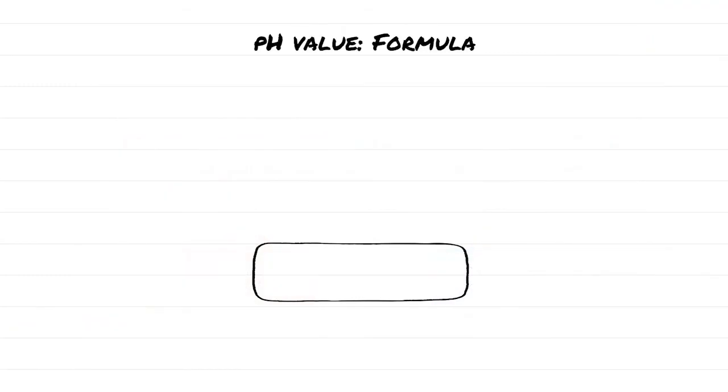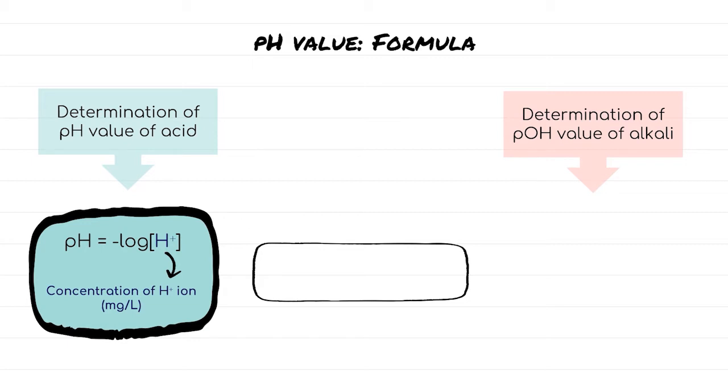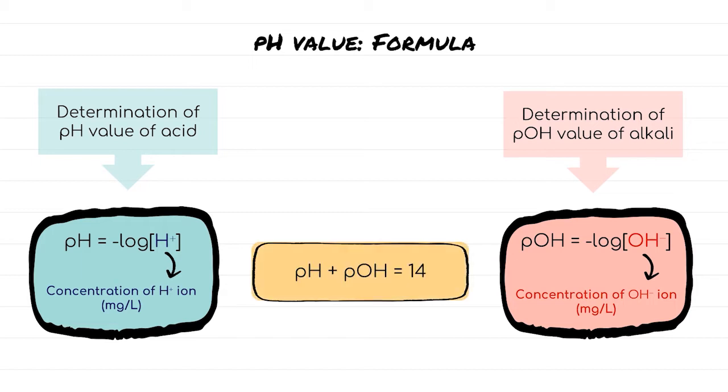So we are going to look at the formula for finding the pH and pOH value. For determination of the pH value of an acid, we can use this equation: pH equals negative log of the concentration of hydrogen ion. Make sure the unit is in milligram per liter. For determination of the pOH value of an alkali, we can use pOH equals negative log of the concentration of hydroxide ion, also in milligram per liter. And pH and pOH added together give 14.